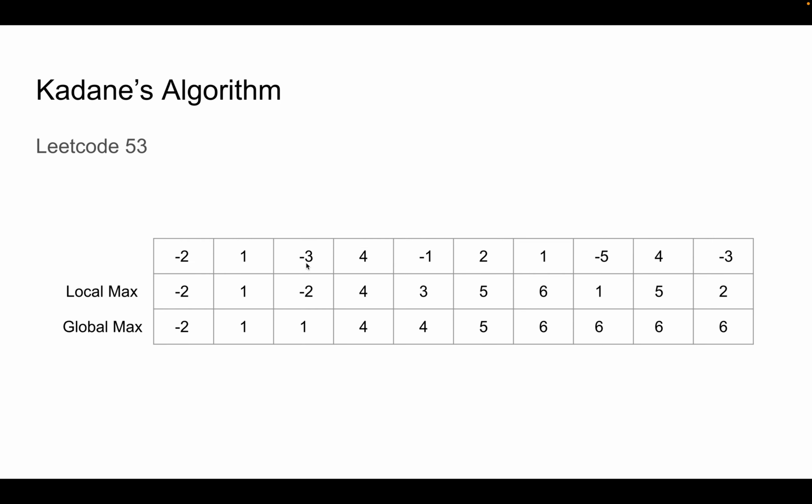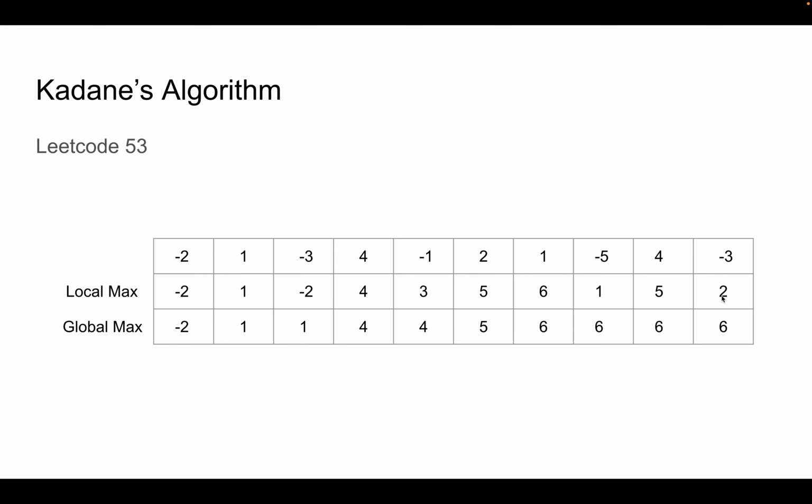Next, we add -3, that will be -2. If we go further, we again have two options. That is -2 plus 4, that will be 2, or we have 4. We will be choosing 4. So the idea is if the local maximum is less than 0, we will just change it to the current number. Else, if it is a positive number, we will just keep on adding. So 4 minus 1 is 3. 3 plus 2 will be 5. Since it is positive, we just keep on adding. 5 plus 1 is 6. 6 minus 5 is 1. 1 plus 4 is 5. 5 minus 3 will be 2.